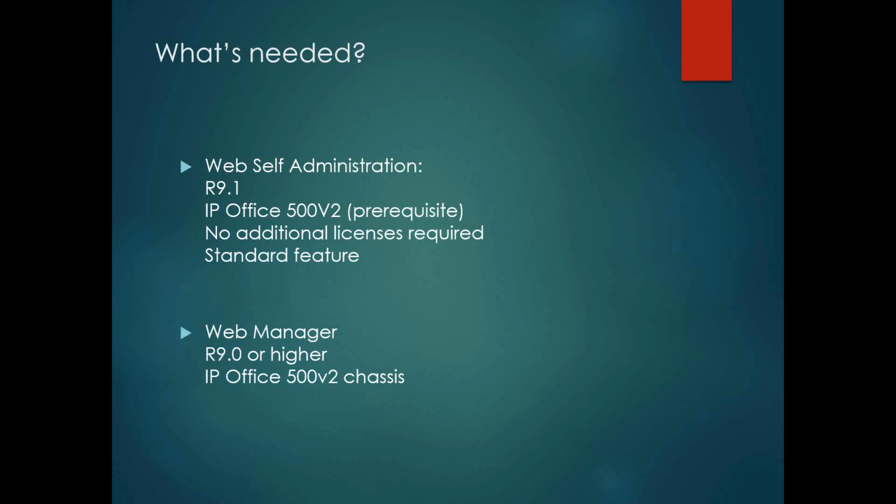Also, it requires the IP Office 500 V2 chassis, which is a prerequisite as well for release 9.1. So what I mean by that is you can't be on 9.1 and have any other chassis than a 500 V2. Avaya's finally cut the line there. Moving forward, you're not going to be allowed to use the older chassis.